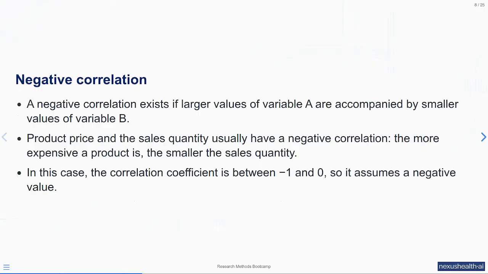In contrast, a negative correlation exists if larger values of variable A are accompanied by smaller values of variable B. So there is an inverse relationship between variable A and variable B. An example of that is product price and sales quantity, and this typically has a negative correlation, because the higher the price, the smaller the quantity we're able to sell. So if the product is more expensive, then the sales quantity is going to decline, and in this case the correlation coefficient is between -1 and 0, so it assumes a negative value. So the sign tells us whether the relationship is positive or negative.